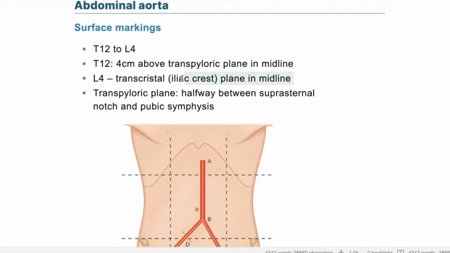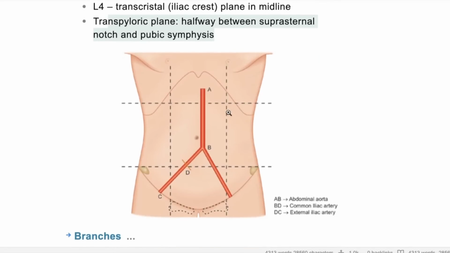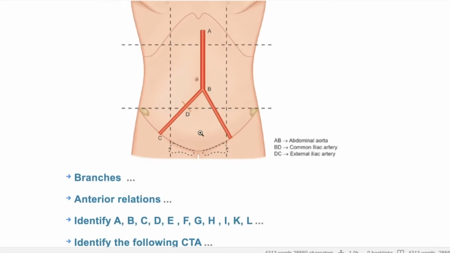Remember that? So you mentioned T12 to L4, correct? Where to find T12? It's 4 centimeters above the transpyloric plane. Where to find L4? That's the rest of the answer. It's an intercrestal line between the iliac crest on both sides. And you mentioned very well how to find the transpyloric plane. Okay? Yes. So we need to find point A and then point B and then connect it. That will be the artery.